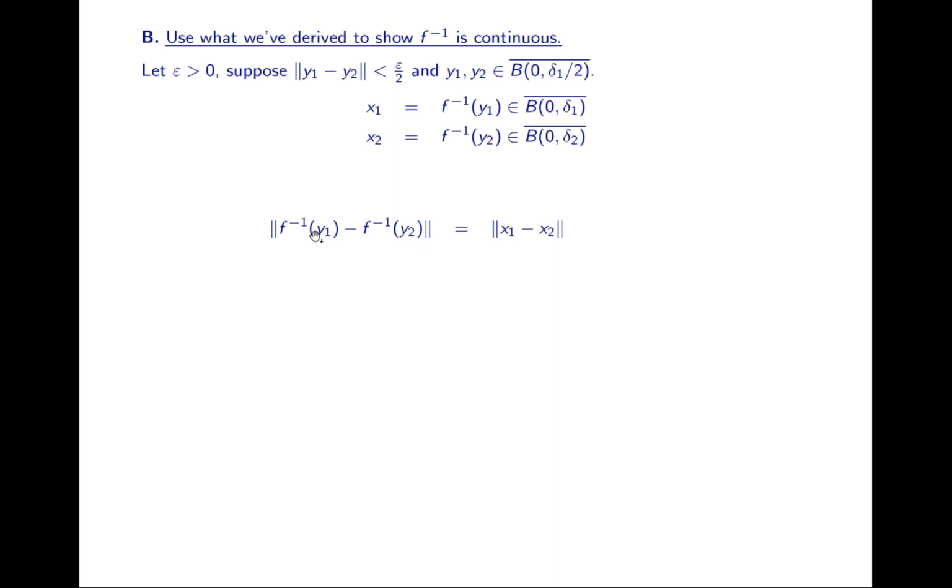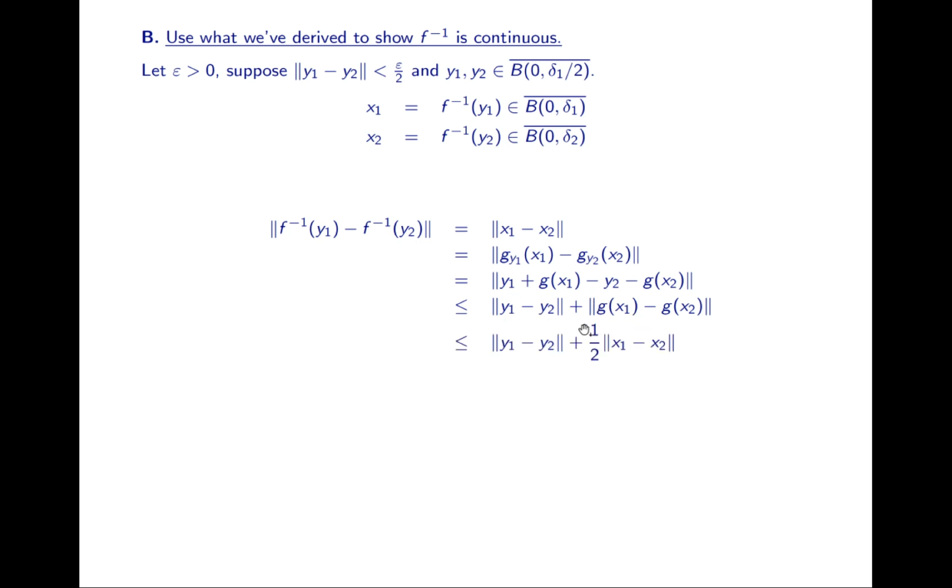Therefore, the norm of f inverse of y1 minus f inverse of y2 is the norm of x1 minus x2. That's g_y1 of x1, because remember x1 is a fixed point of this g_y1 map, minus g_y2 of x2, again using the fact that these are fixed points. Then using the definition of what these are equal to, this is y1 plus g of x1 minus y2 minus g of x2. We use our triangle inequality. We know already that this is less than epsilon over 2. We know that this is 1/2 the norm of x1 minus x2.